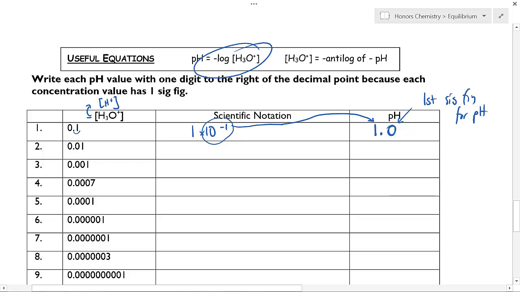And so I can do the next one. There's one sig fig here, so I'm going to move my decimal back 2 places, 1 times 10 to the negative 2. So now I have 2, and then I need my 1 sig fig, because there's 1 sig fig over here, and that's going to be here, 2.0. And so when I punch that in my calculator, you're going to get that number, 2.0, and you can go through and figure that out.